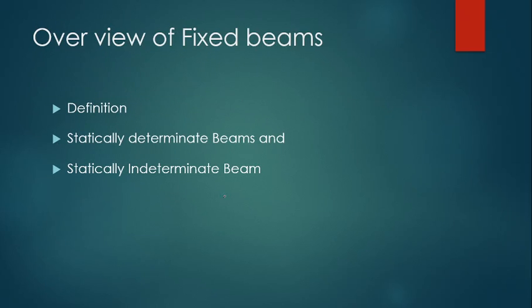We have covered what is meant by a fixed beam. A beam which is fixed at both ends or firmly built in at both ends is called a fixed beam. A fixed beam is a statically indeterminate beam. It is indeterminate because additional equations are required to calculate the unknown forces, the unknown reactions.